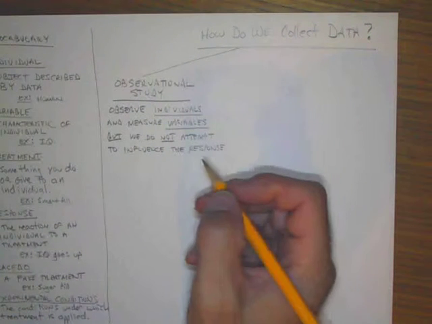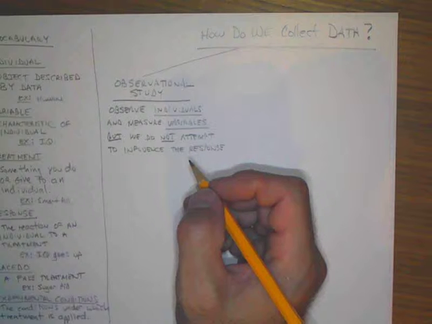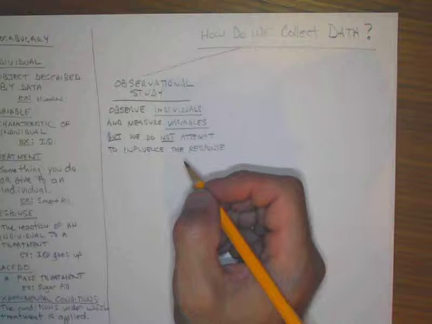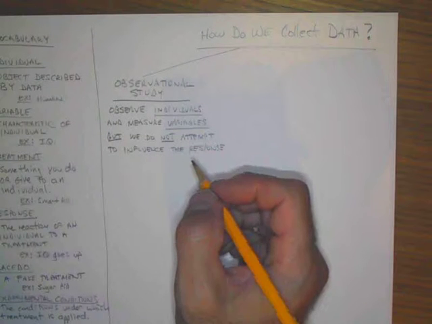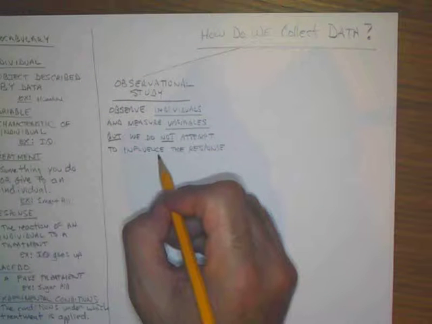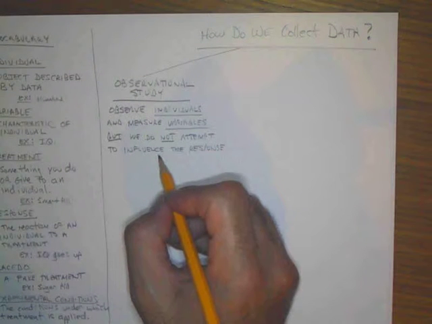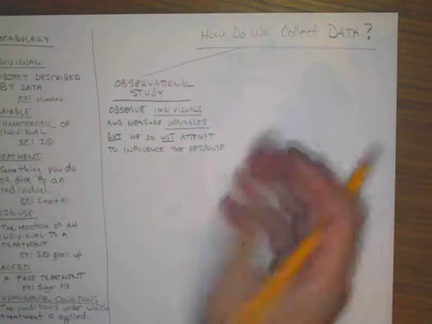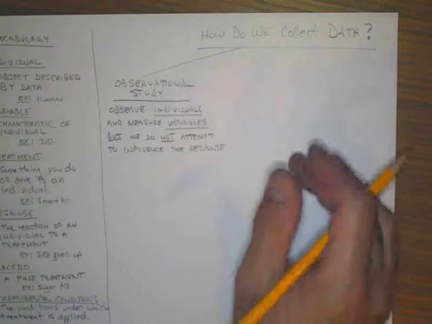So, for example, we might observe students going through the lunchroom line to see which items they select to eat. And we would strictly observe, we would not attempt to influence them by saying something like, "Are you sure you don't want some fries?" No, we would remain completely quiet and strictly observe.